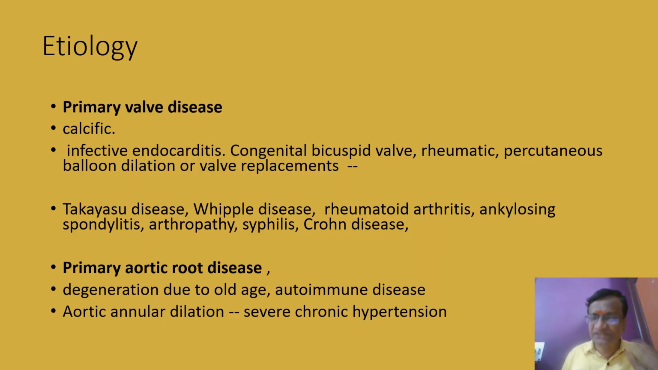Now, what is the cause of aortic regurgitation? It may be a primary valve disease or an aortic root disease. Primary valve disease includes calcific, congenital bicuspid valve, rheumatic, percutaneous valve dilatation. Takayasu arthritis, people see all these chronic autoimmune joint disorders. Many persons will have valve disorders. Primary aortic root disease is due to old age, chronic severe hypertension, the annulus dilates.